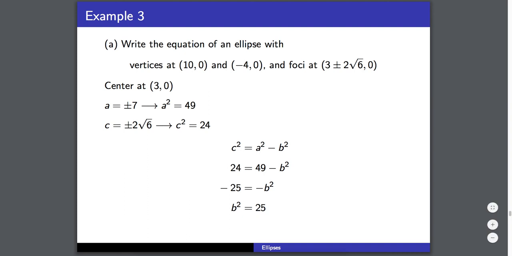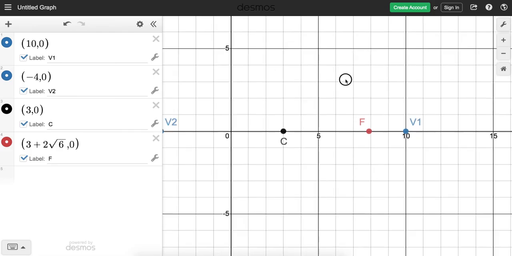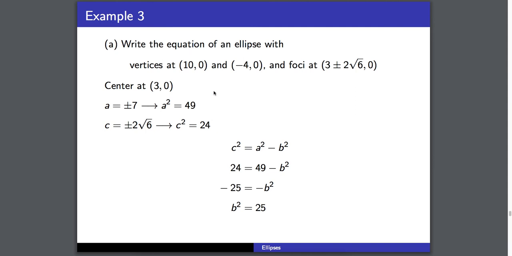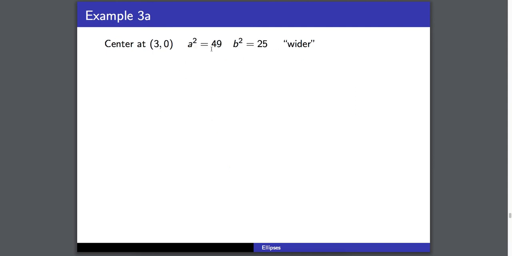Last up is the fact that our vertices are to the left and right of our center, which means our ellipse is going to be wider than it is taller. So our value of a squared should go below the x in our equation. We have the center at (3, 0), a squared is 49, and b squared is 25. Same with our foci. So our equation is (x − 3) squared over 49 plus (y − 0) squared, or just y squared, over 25 equals 1.